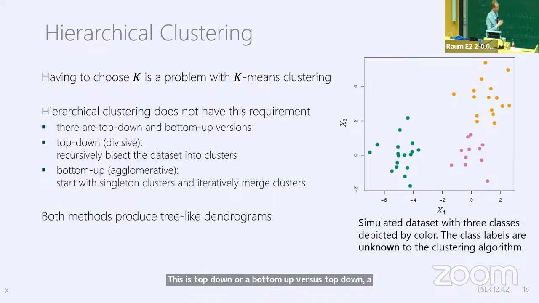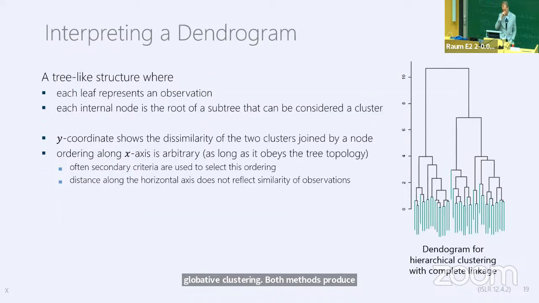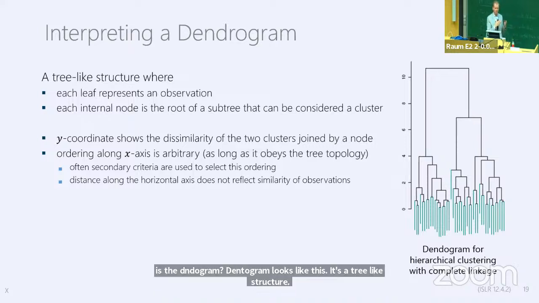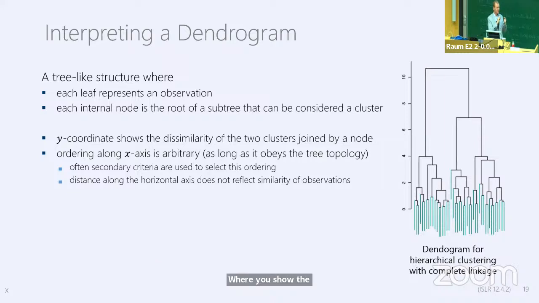Both methods produce dendrograms. What is a dendrogram? A dendrogram looks like this. It's a tree-like structure, dendro, where you show the clusters and the distances between clusters. What do we have here? These are the distances on the y-axis, and on the x-axis we have data points, so each of these bars is a data point. We currently can't really read the labels, but that doesn't matter.